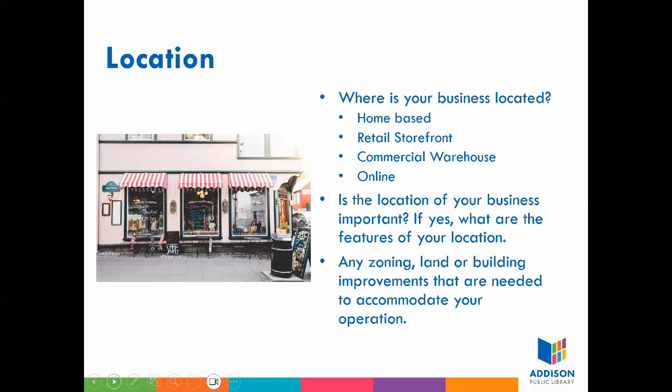Also, in this section, you want to include any zoning, land, or building improvements that are needed to accommodate your operation. That could be any special licenses that you need either to build on the land or to update your building up to code. Any zoning could be, for example, that all of our industrial manufacturing warehouses are in our industrial park, while this area of the town is zoned for residential. The local village or city that you're looking to operate your business in has the answers to all of that for you.